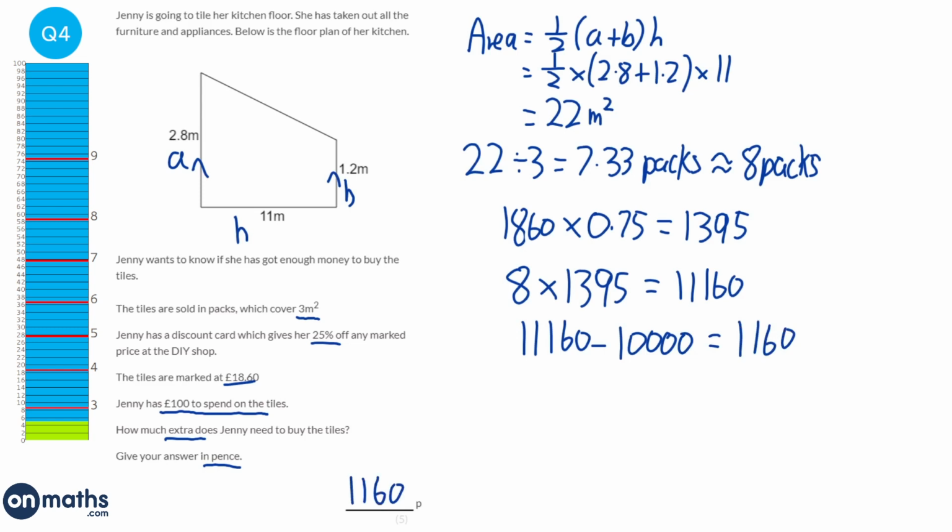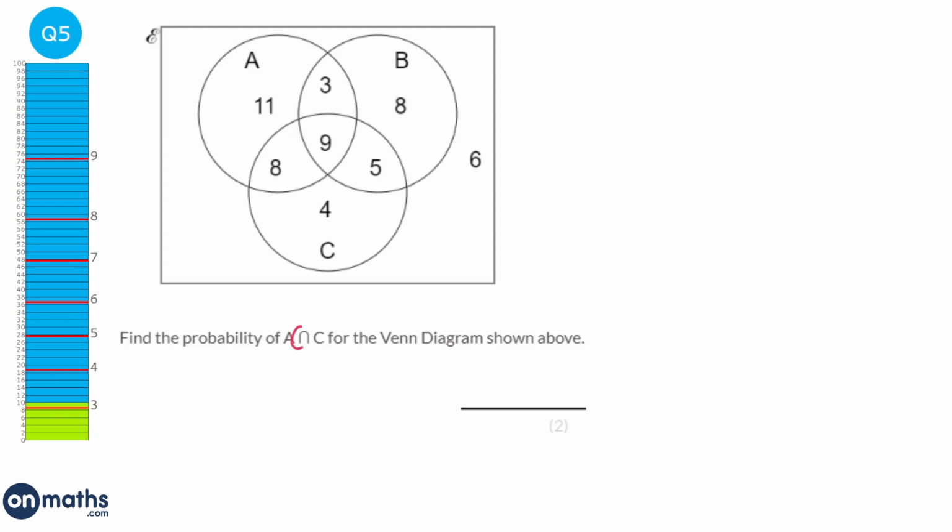So she needs to find £11.60 or 1,160 pence from somewhere. So the symbol here basically means and the way I remember it is if you draw that symbol and just put a line through it, you can make the word and. So we're looking at the probability of getting something that is in A and C. So the only ones that are in A and C are this 8 and this 9 here. So we're going to just add the 8 and the 9 together, which give us 17.